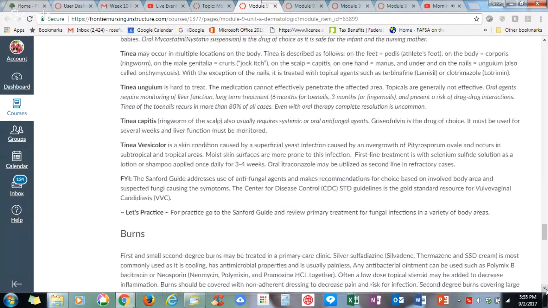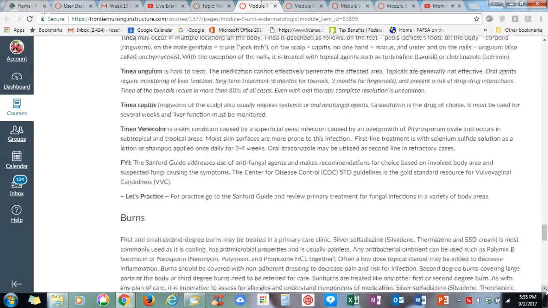Tinea unguium is hard to treat. The medication cannot effectively penetrate the affected area. Topicals are generally not effective. Oral agents require monitoring of liver function, long-term treatment, 6 months for toenails, 3 months for fingernails, and present a risk of drug-to-drug interactions. Tinea of the toenails recurs in more than 80% of all cases. Even with oral therapy, complete resolution is uncommon.